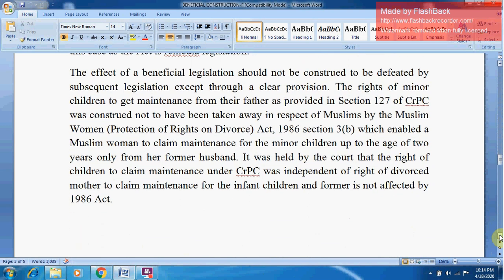The effect of beneficial legislation should not be construed to be defeated by subsequent legislation except through a clear provision. The right of minor children to get maintenance from their father as provided in Section 127 of the CrPC was construed not to have been taken away in respect of Muslims by the Muslim Women (Protection of Rights on Divorce) Act 1986, that is Section 3(1)(b), which enabled a Muslim woman to claim maintenance for the minor children up to the age of 2 years only from her former husband. It was held by the court that the right of children to claim maintenance under the CrPC was independent of the right of the divorced mother to claim maintenance for the infant children, and the former is not affected by the 1986 Act. That means here beneficial interpretation is given, and Sections 125, 126, 127 of the CrPC are also applicable to the children when the father has divorced the mother.